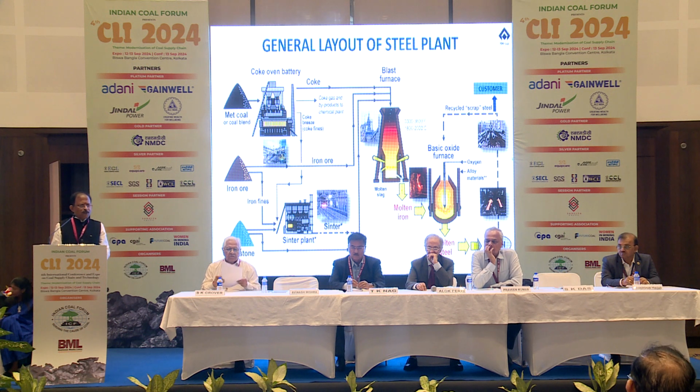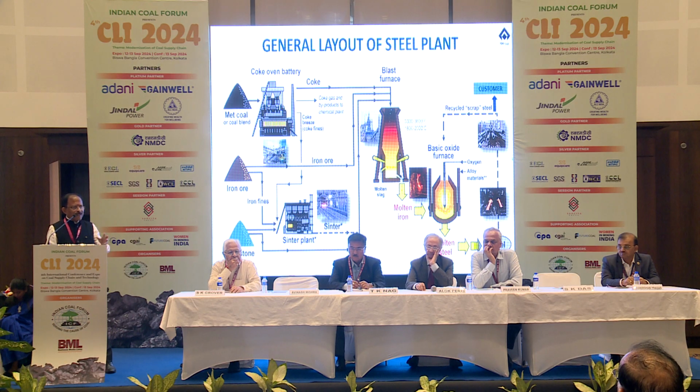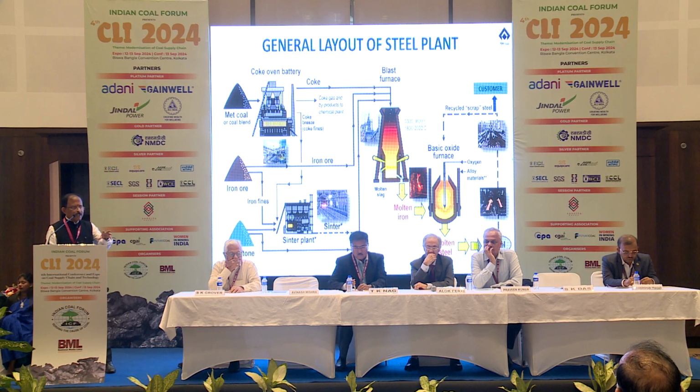General layout. The blast furnace is the main unit where you are converting your iron ore into hot metal, or steel. For that, the inputs are coal and coke. Metallurgical coal that we are sourcing from overseas cannot be used directly in the blast furnace. It has to be converted into coke, and that is done in our coke oven batteries.